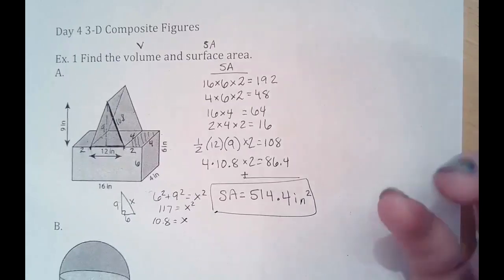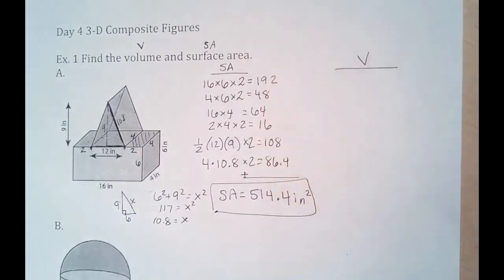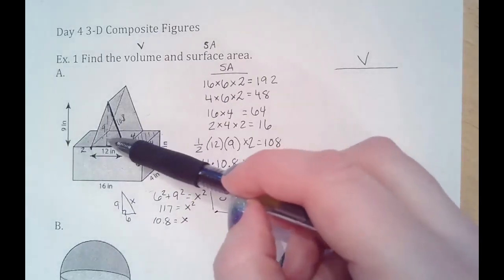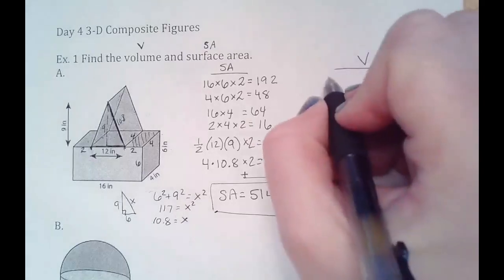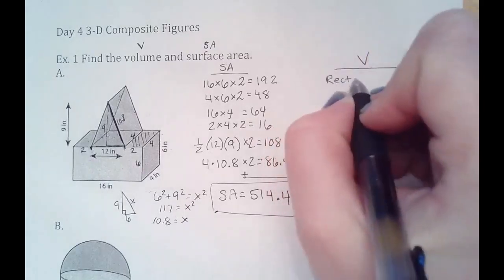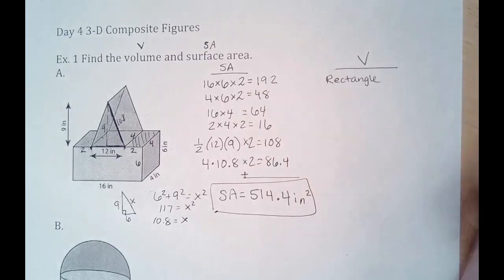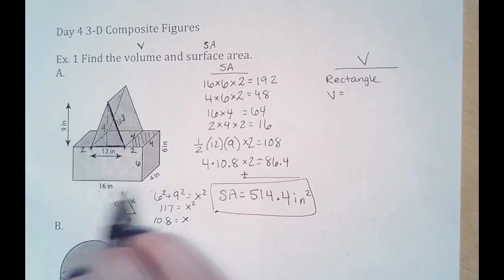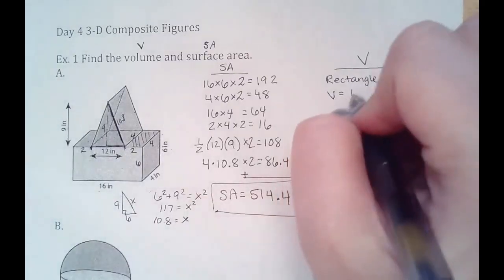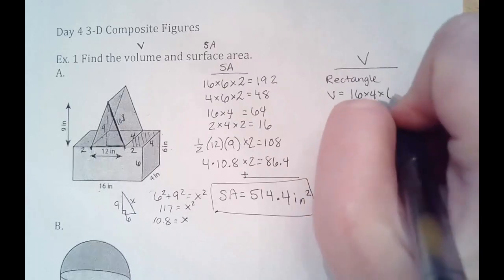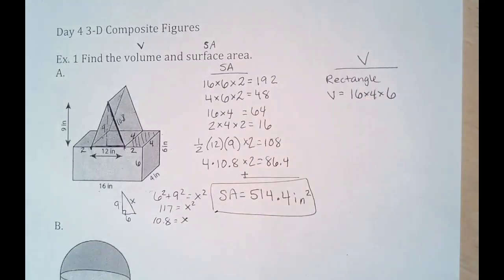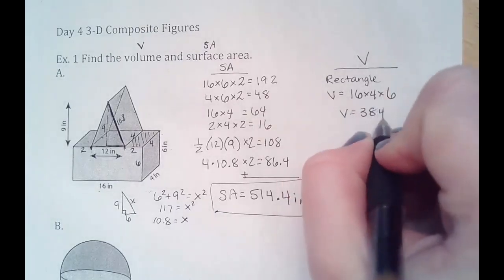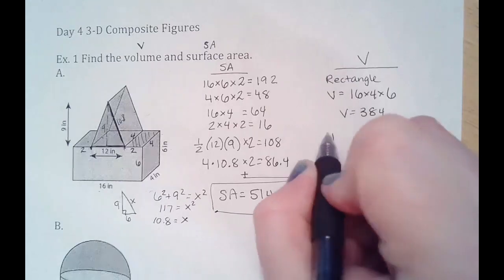Now volume. So volume over here, I'll break this up into chunks. I have the volume of my rectangle, and then I need to add the volume of my triangular prism. So first, I'll just label that I'm working with my rectangle first. The volume of a rectangle is base times width times height. So I have 16 times 4 times 6, which gives me 384. Now working with my triangular prism.